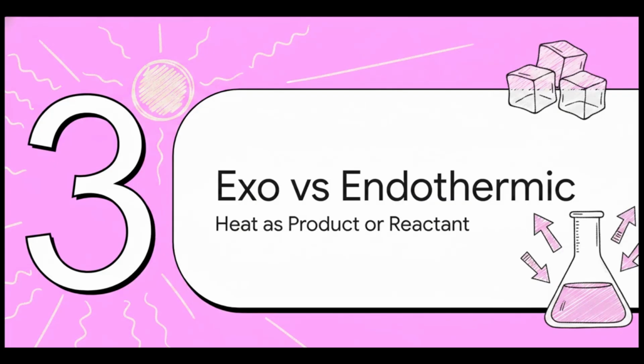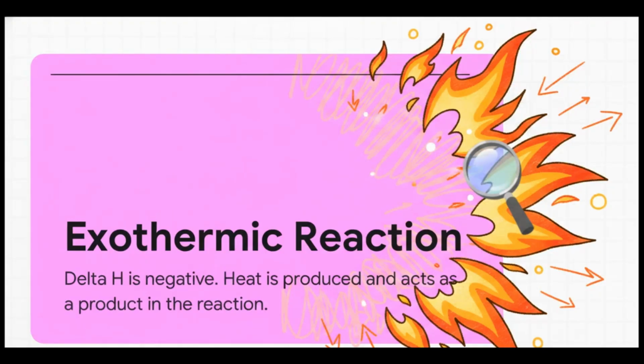Section 3. Exothermic versus endothermic. To really wrap our heads around how a system absorbs or releases heat, we've got to look at exothermic reactions first. In these reactions, the change in enthalpy, or delta H, is negative.